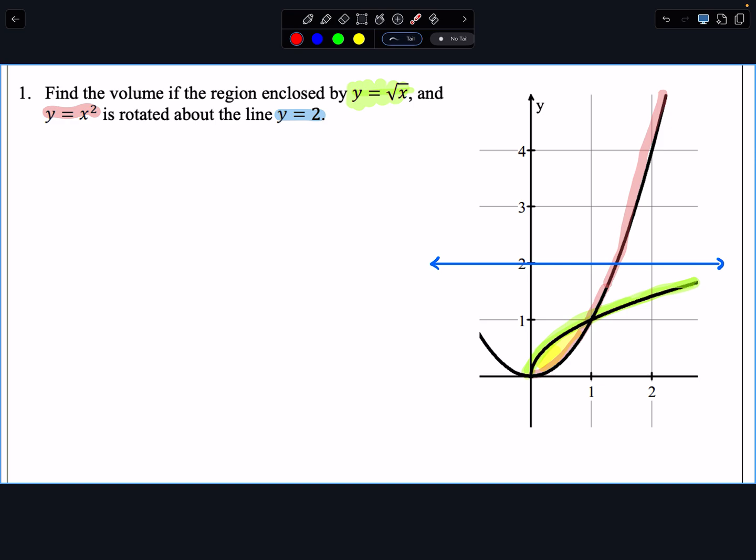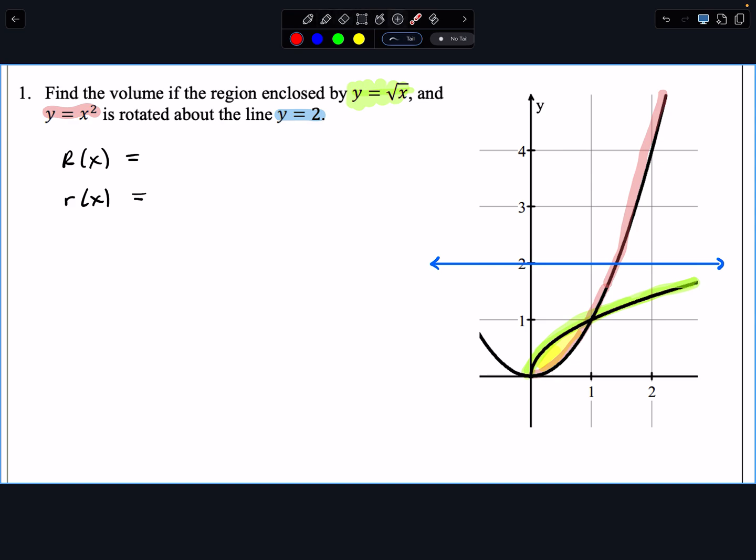So this is the only difference between what we learned before break and what we're gonna learn now. We need an R of x, and we need a little r of x. Just like they look like, big R of x is the bigger radius, little r of x is the smaller radius. So if I'm rotating it, do you guys agree that this line right here is parallel to the x-axis? So this is gonna be a dx integral.